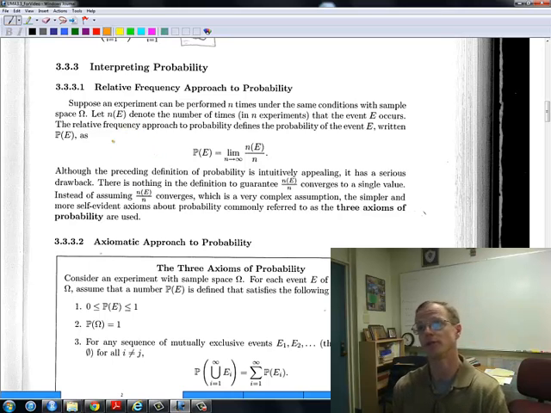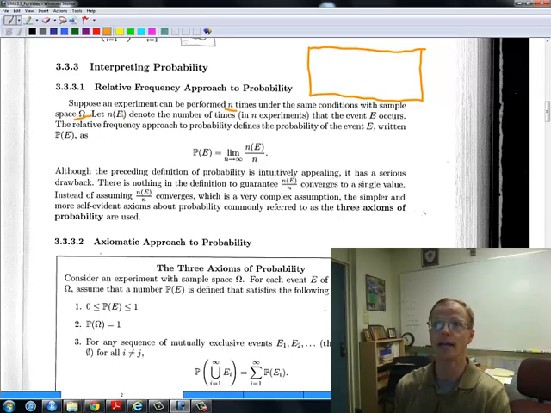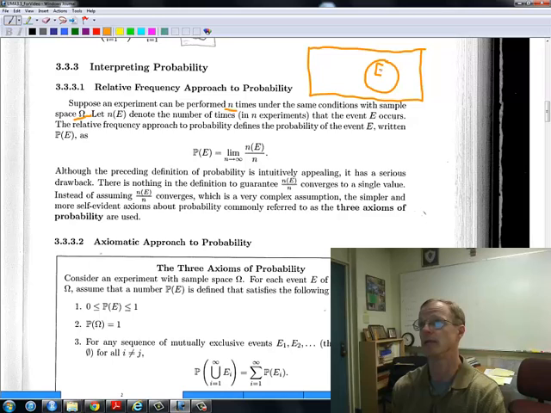Okay, now first off is an intuitive approach to probability. It says, suppose an experiment can be performed n times under the same conditions with sample space omega, and we're going to typically use that as our sample space symbol. So that's going to be our big box. Let n(E), little n of E, denote the number of times in n experiments that the event E occurs. So here is E, and I'm going to put an E in here, and this is big omega.